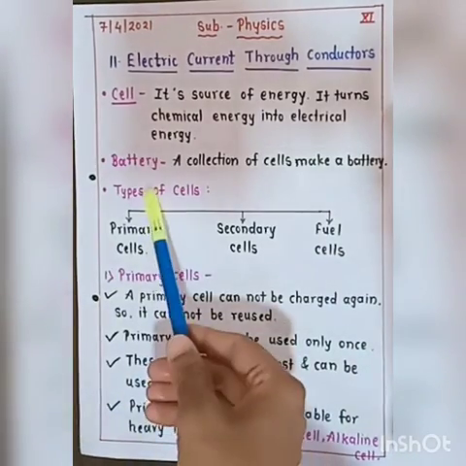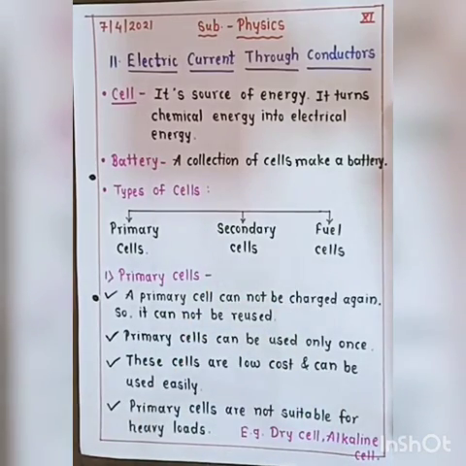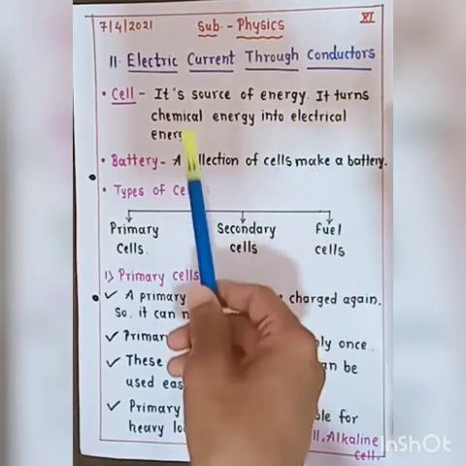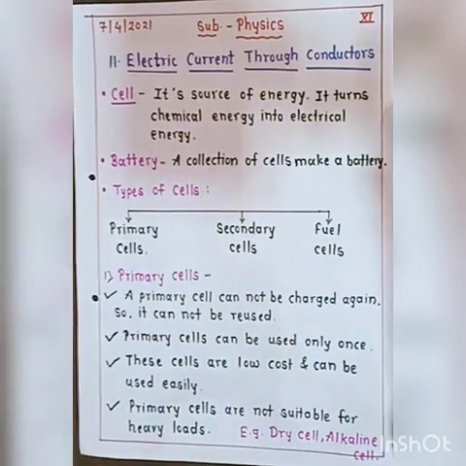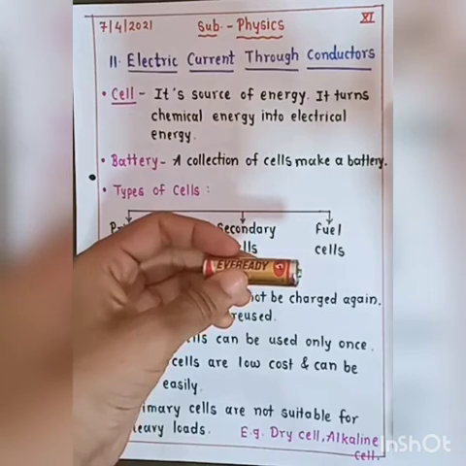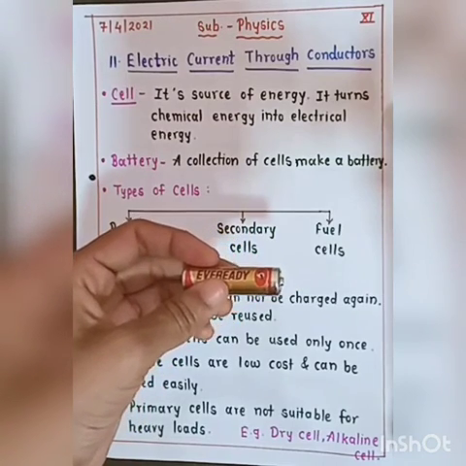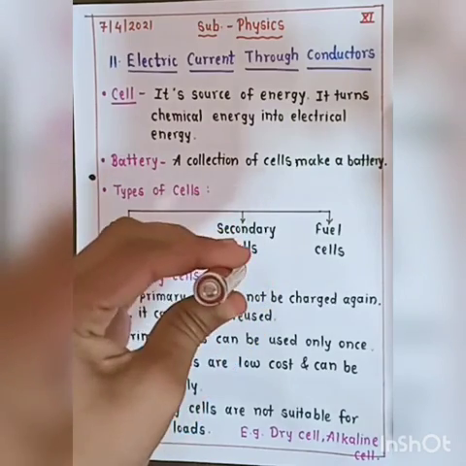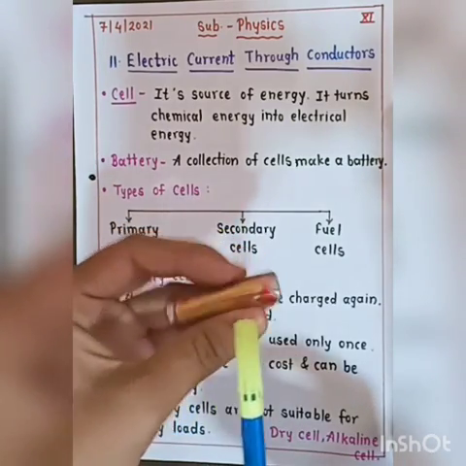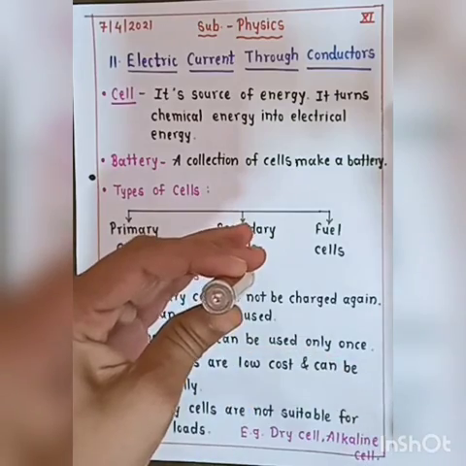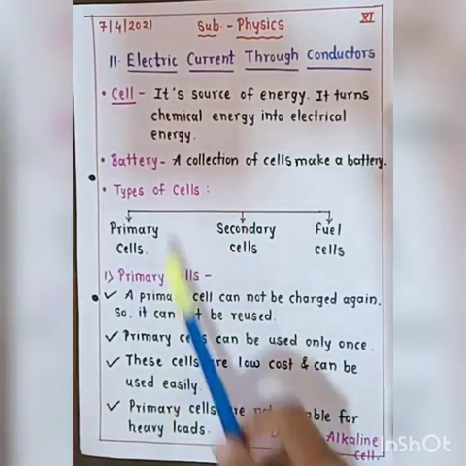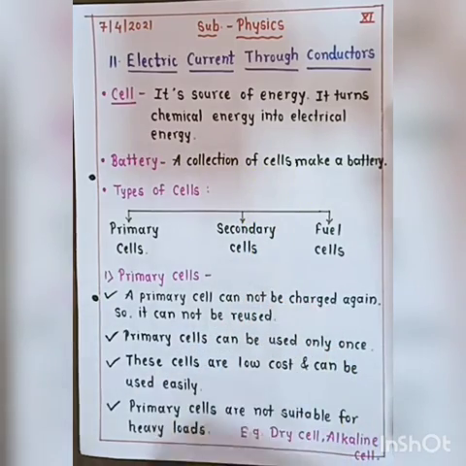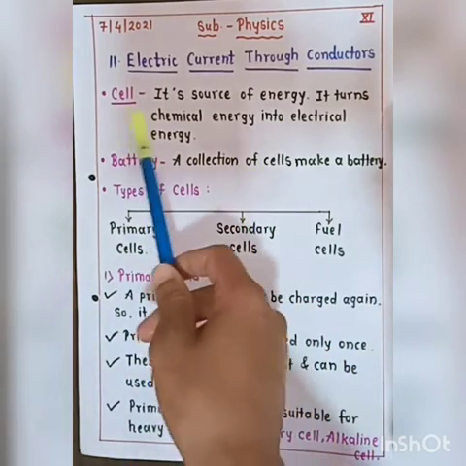Now we will study types of cells. First of all, what do you mean by a cell? A cell is a source of energy which turns chemical energy into electrical energy. This is the positive terminal of the cell and this is the negative terminal. Next is battery. A battery means a collection of cells, so a battery is made up of one or more cells.